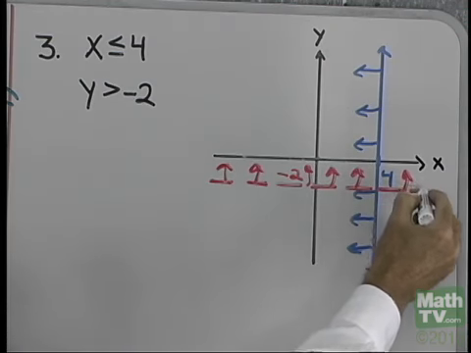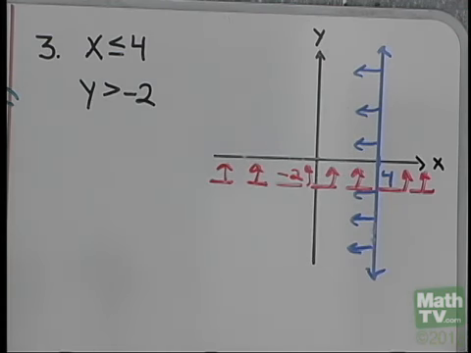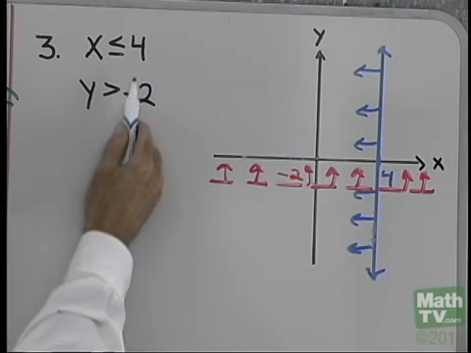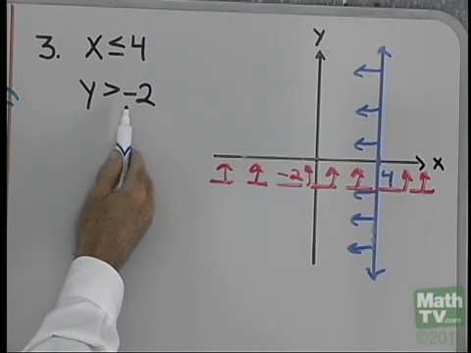Okay, so I just ask myself now, where are all the ordered pairs x, y that are both less than or equal to 4, where x is less than or equal to 4, and at the same time y is greater than or equal to negative 2?